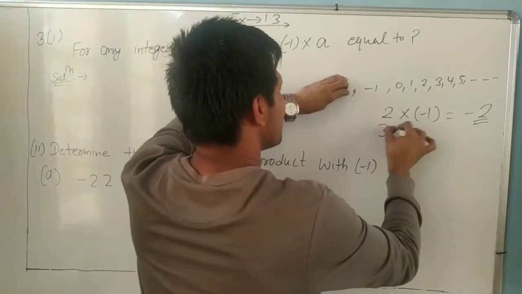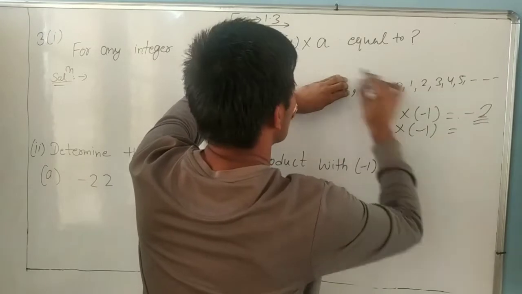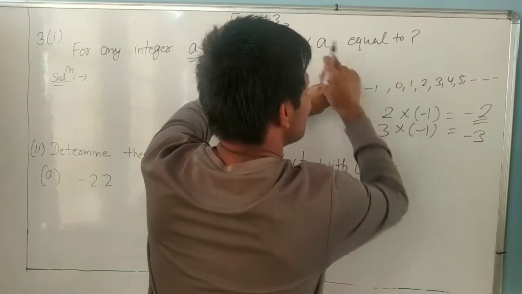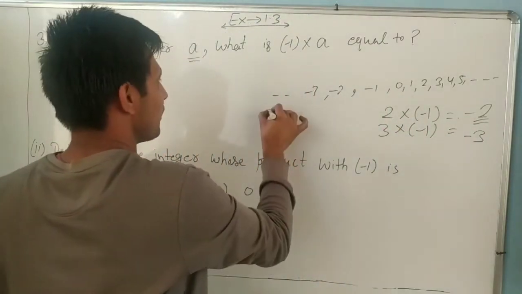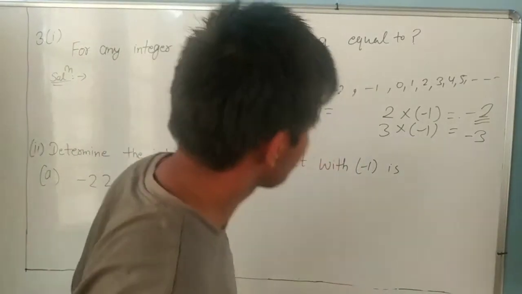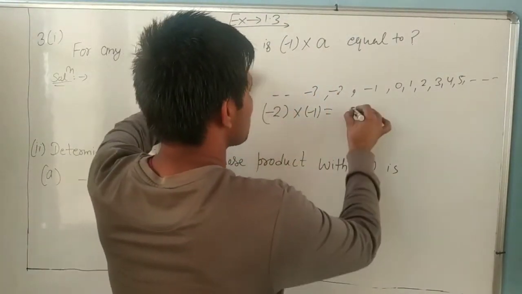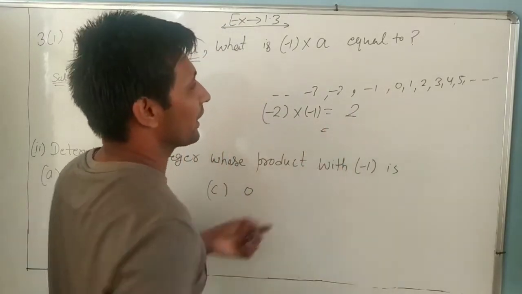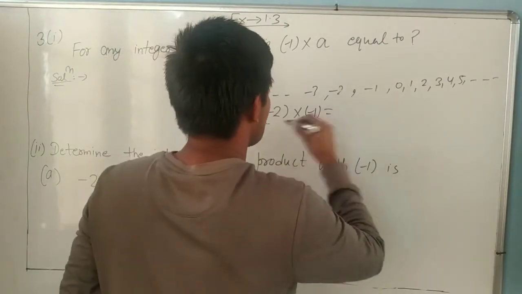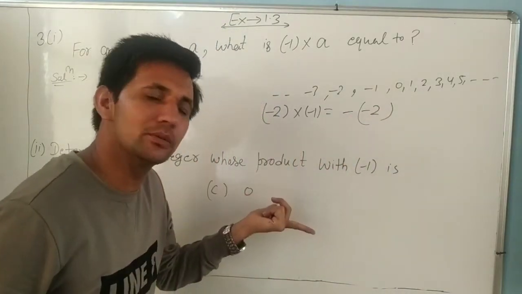If we write 3 into minus 1, then in place of A it is 3, so we write 3 as it is and the minus sign. Same as it is, we multiply minus 2 into minus 1. You will say, sir, positive. But you told us in the last example, what is multiplied and it's minus? Negative into negative is positive.